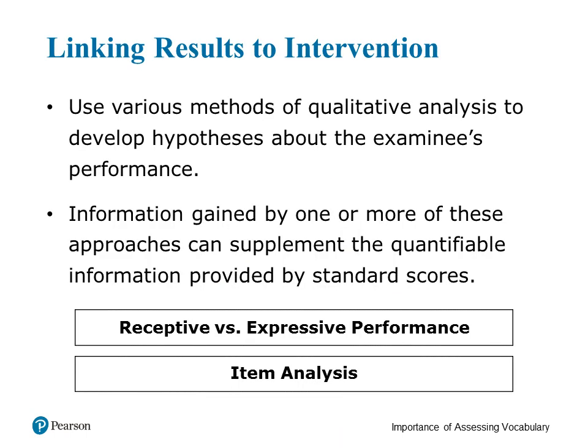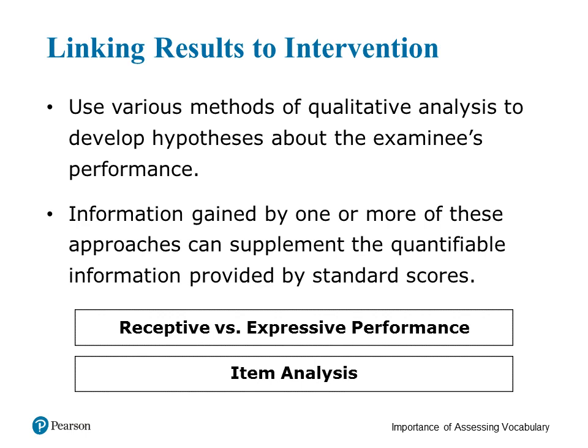So, to sum up a bit, using various methods of qualitative analysis to develop hypotheses about the examinee's performance is what we talk about when we talk about linking results to intervention. That is the way we like to think about it. The qualitative and the different methods of quantitative analysis help you understand where a person is, and then give you some beginning jump-off points for the hypotheses about what is causing or affecting the examinee's performance. And so information gained by one or more of these approaches can supplement that quantifiable information provided by those standard scores.